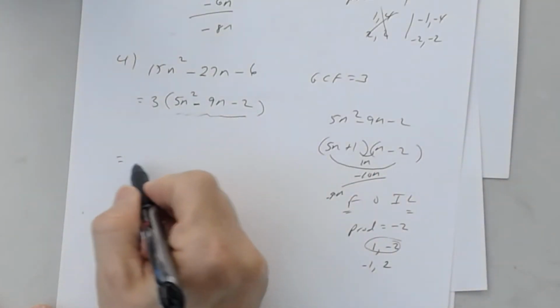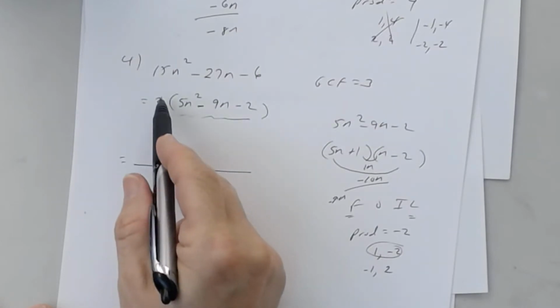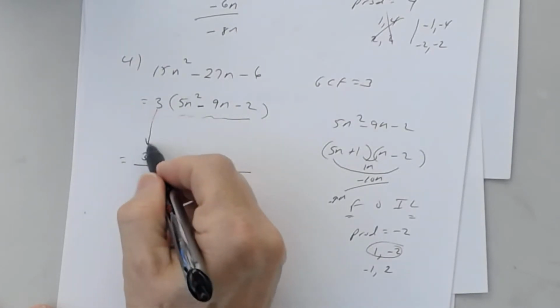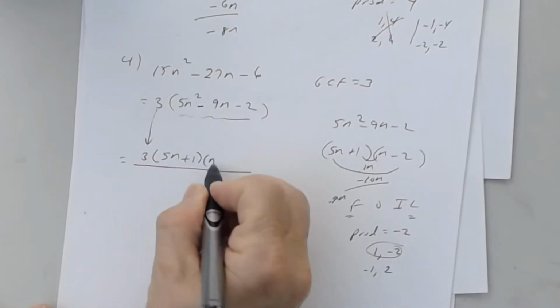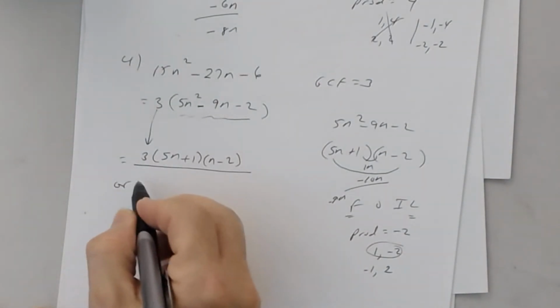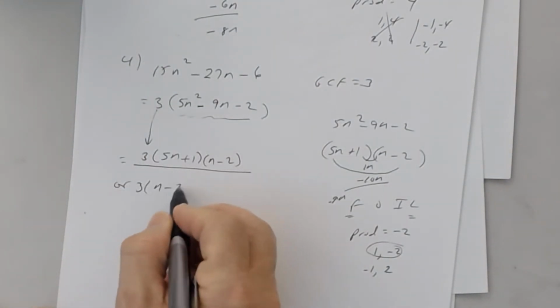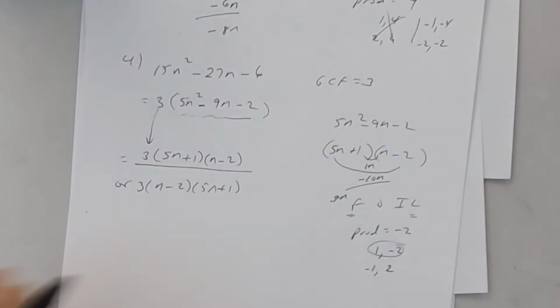But what's the answer, though? Don't forget, it's 3, right? Don't forget the GCF. 3 times what? Times n minus 2. Right. And again, you could have said 3 times n minus 2 times 5n plus 1. So always put the GCF at the front.